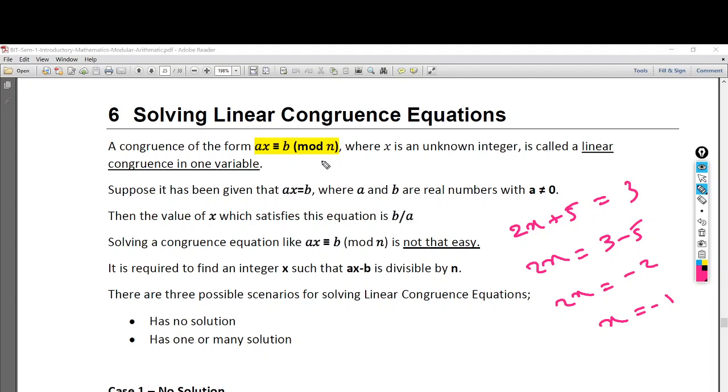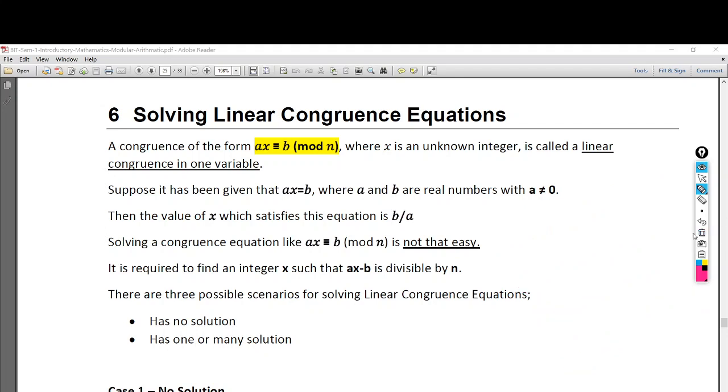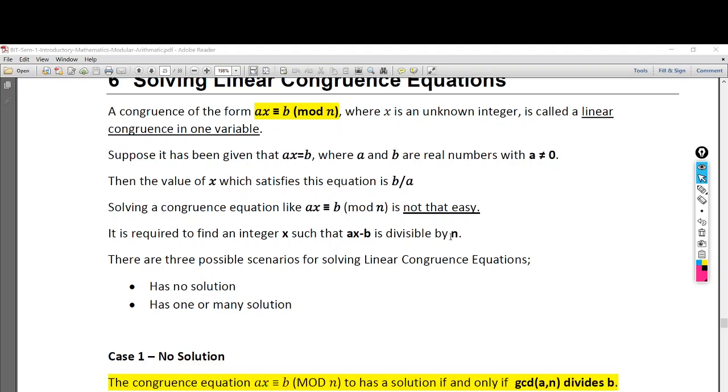Therefore, solving a linear congruence equation is a somewhat difficult, somewhat challenging task. It is not as straightforward as this. Again, the issue is you can't just divide in modular arithmetic. You can't just divide by a constant. So now you know why this is challenging. Let's see how to do this kind of thing.